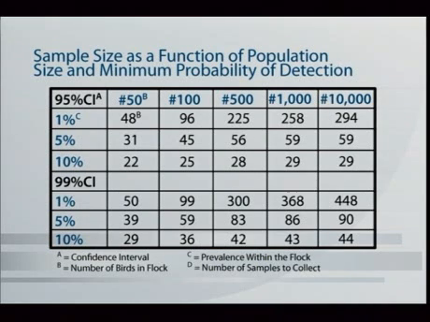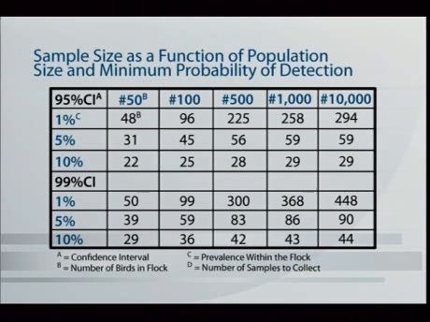In a population of 50, under the same 95-10%, we would need to collect 22 samples. And you can see that the lower the prevalence within a flock, the larger the number of samples you need to collect to assure that at least one of those samples in that sampling will yield a positive result.